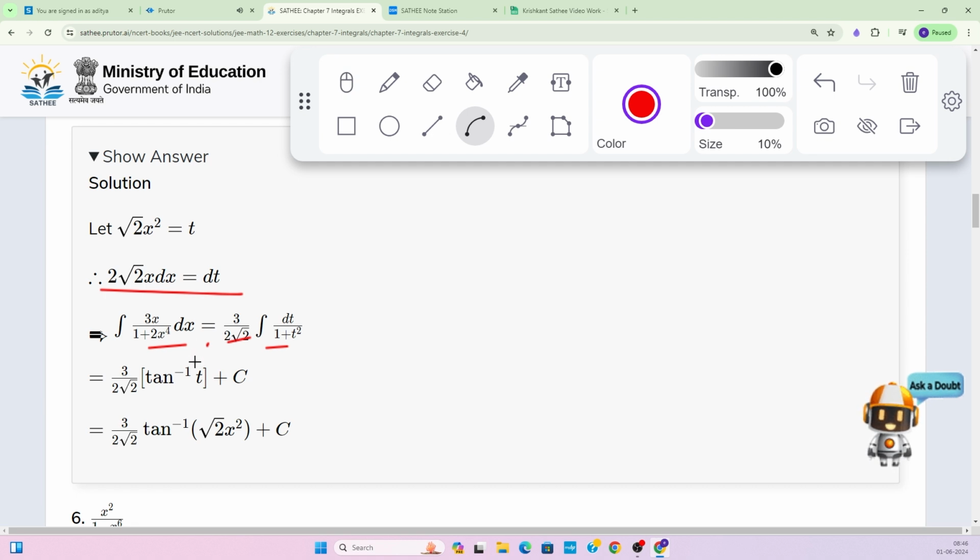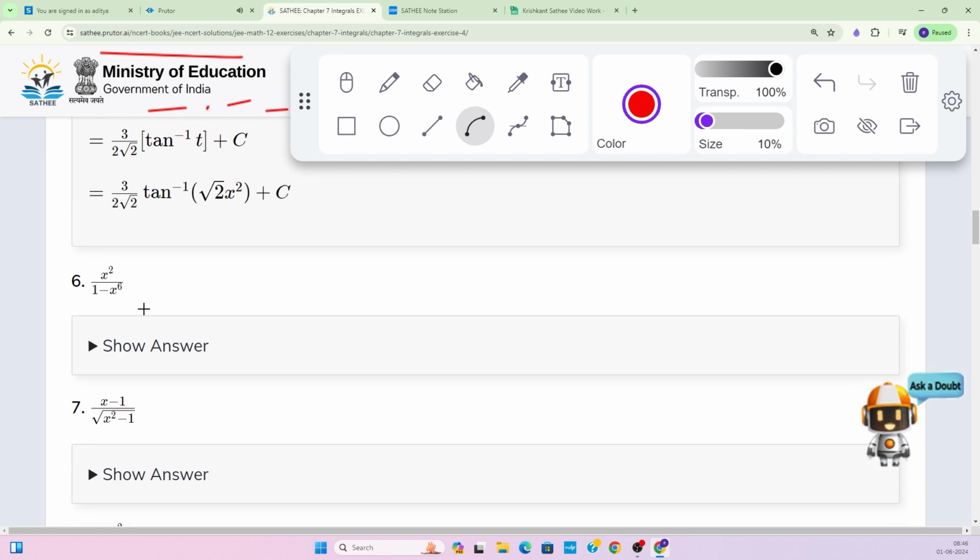Now the integration for this part, 1 by 1 plus t square, is direct, nothing but tan inverse of t by a. I hope it is clear. So this is just tan inverse t. Now replace the t back in terms of x, and you will get your answer. The final answer will be 3 divided by 2 root 2 tan inverse of root 2 multiplied by x square, plus some constant.